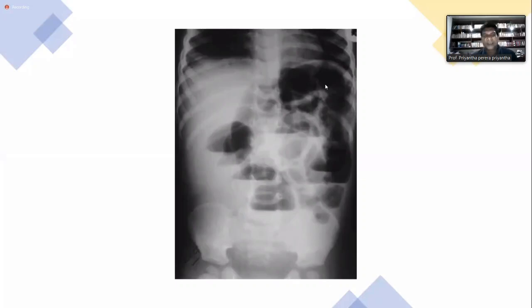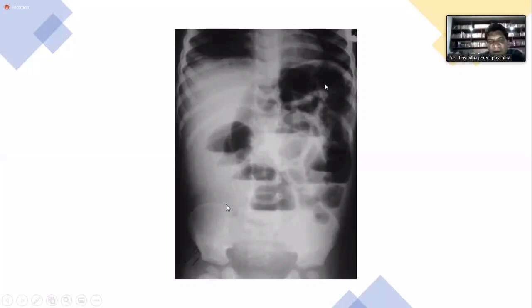So there are multiple fluid levels, right? Distended bubble, and there are multiple fluid levels, including haustrations as well. Can you see haustrations? Yeah, haustrations. Haustrations are there in the small and large bowel.